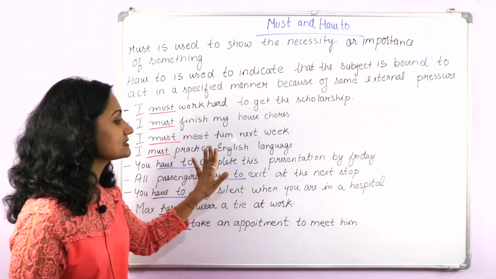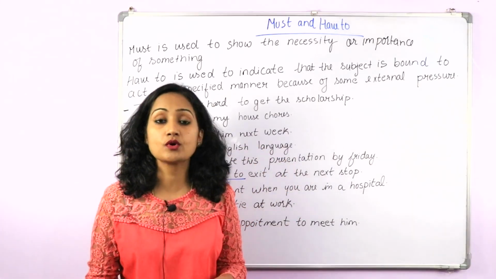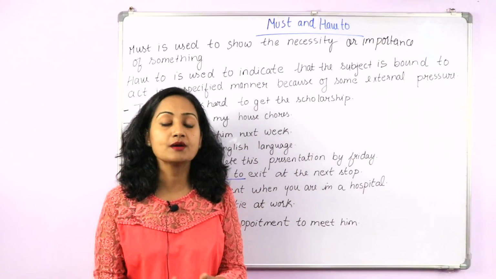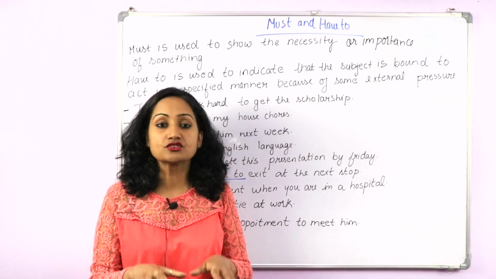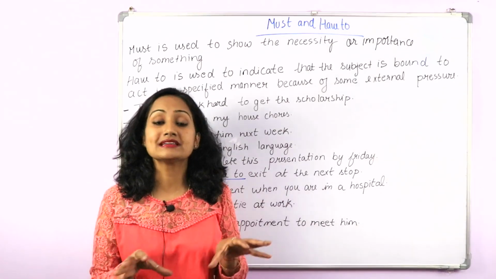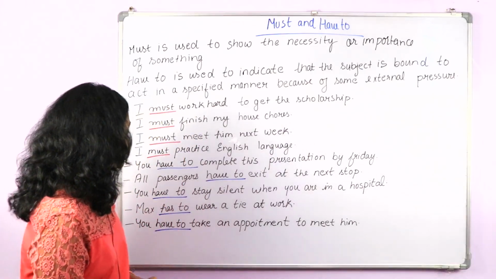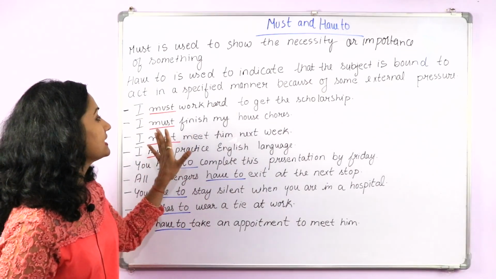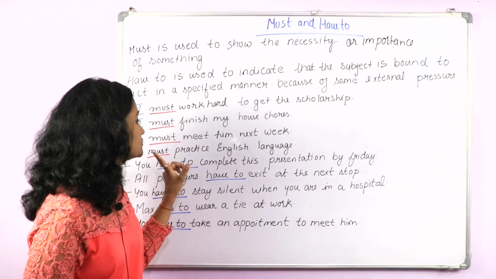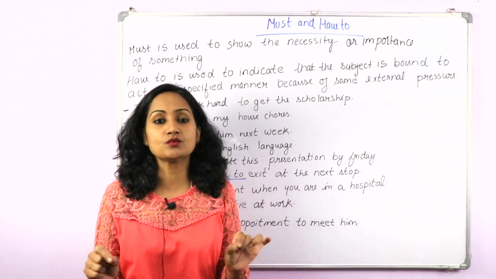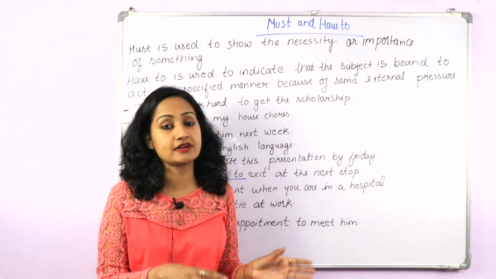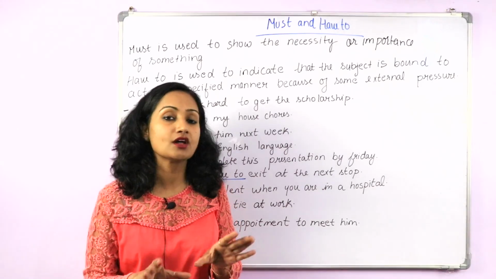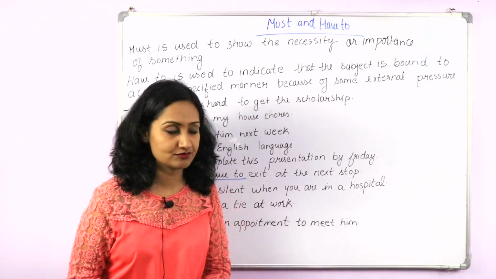I must practice English language. If I want to improve my English, I must practice every day. So this is the need of the hour. It's necessary. So here we have seen that I have used must where the work was important or where it was necessary. Now let's see where we can use have to.